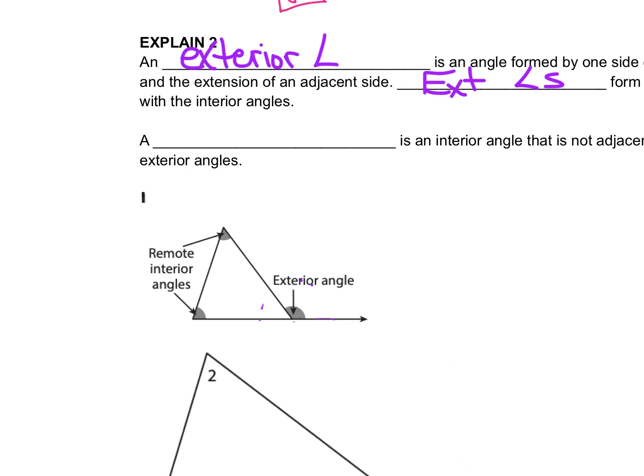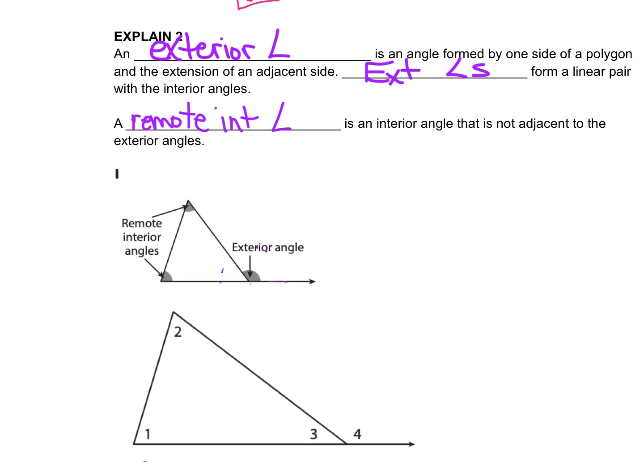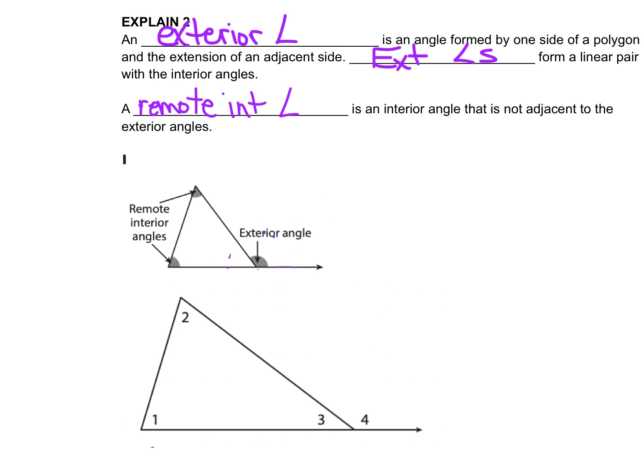A remote interior angle is an interior angle that is not adjacent to the exterior angle. So here's an exterior angle. Here's the remote interior. See, this interior angle would be right against it. Remote means far away. Okay?